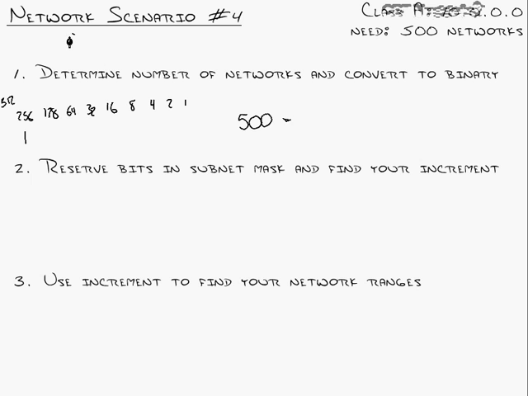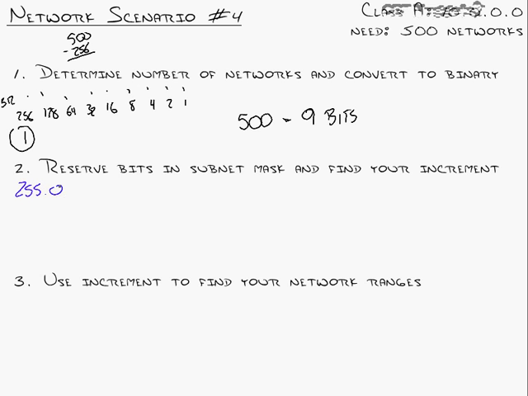Now I could work that out and do 500 minus 256 and find the whole binary number for what 500 is. But remember, I just mentioned on the last slide, we're not after that binary number and exactly what it is. We just want to know how many bits it took to get the number 500. And when I look and I go, oh, well, my first one went right there, I immediately know it took 1, 2, 3, 4, 5, 6, 7, 8, 9 bits to get the number 500. Good? All right. Second step, reserve the bits in the subnet mask and find your increment.